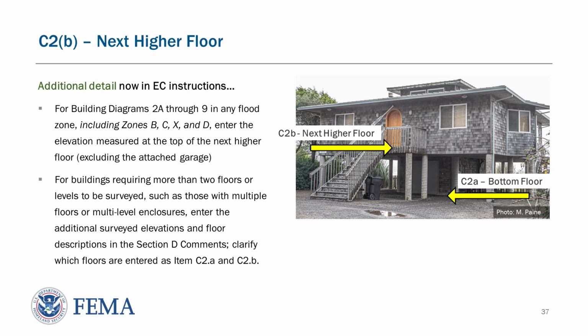For C2B, there's no change in the form, but additional instructions indicate the proper way to measure that floor. Section C2B is only for building diagrams 2A through 9 in any flood zone. For buildings that have more than 2 floors or levels to be surveyed, we can record additional elevations in the Section D comments and then specify which of those floors were entered as C2A or C2B.